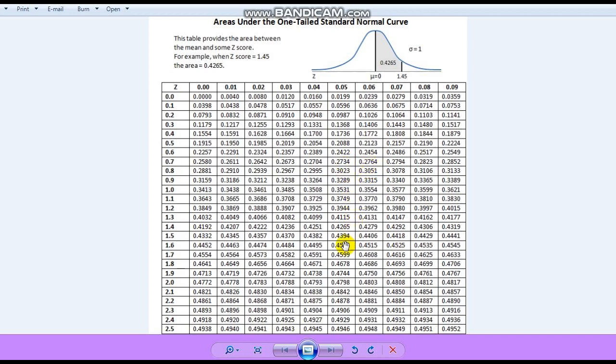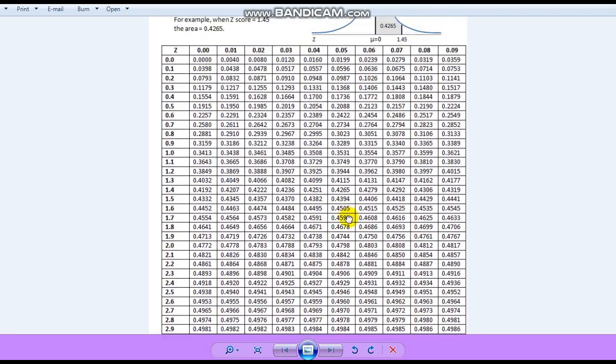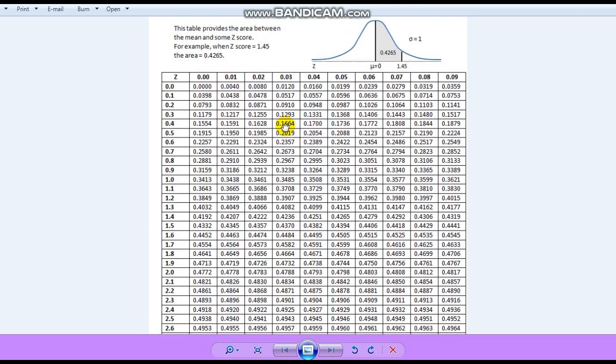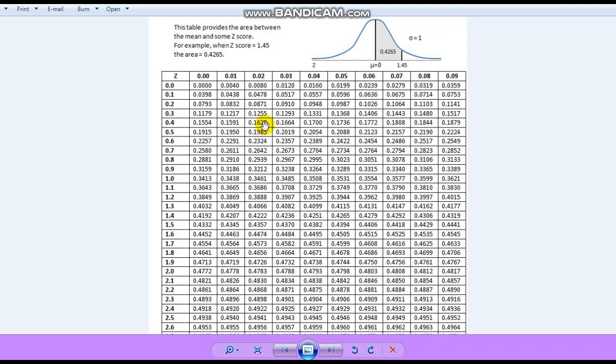Here is a list of numbers, and the corresponding z-scores are on this side. On this first column, we have the z-score for the first two digits, the ones digit and the tenths digit, and this is the z-score for the hundredths digit. For example, if we'd like to know the area for 1.13, we look at 1.1 and we look at 0.03, and there's the area. So this is the area for 1.13.